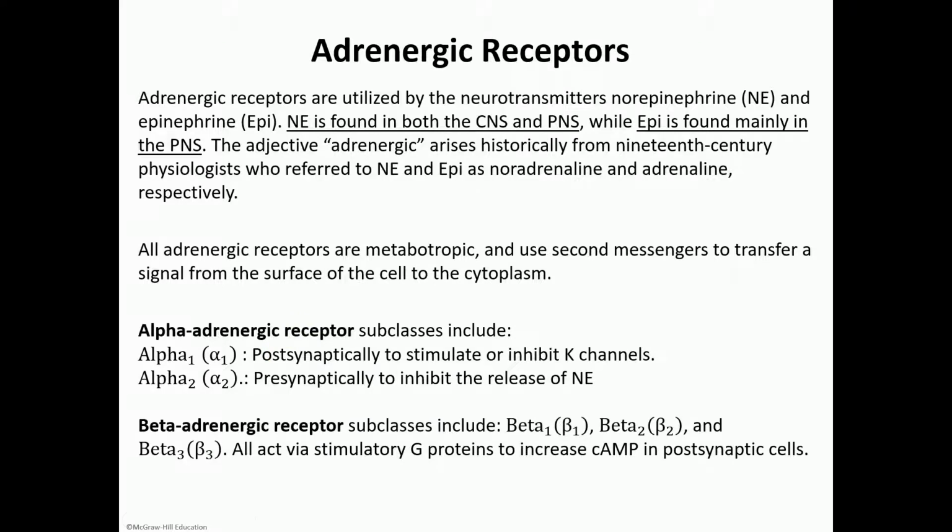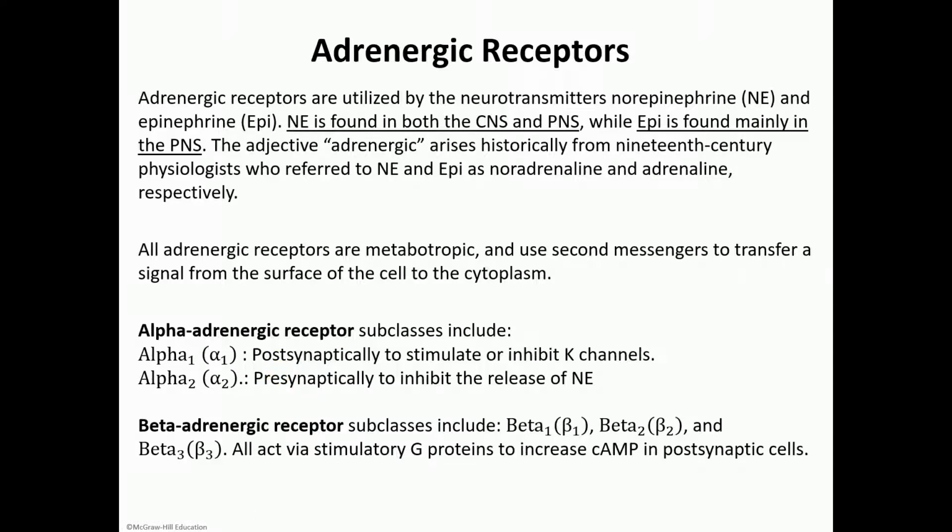Alpha 1 are found in the postsynaptic neurons, and these are going to stimulate or inhibit potassium channels. So one way or another, they are going to change the behavior of potassium channels.